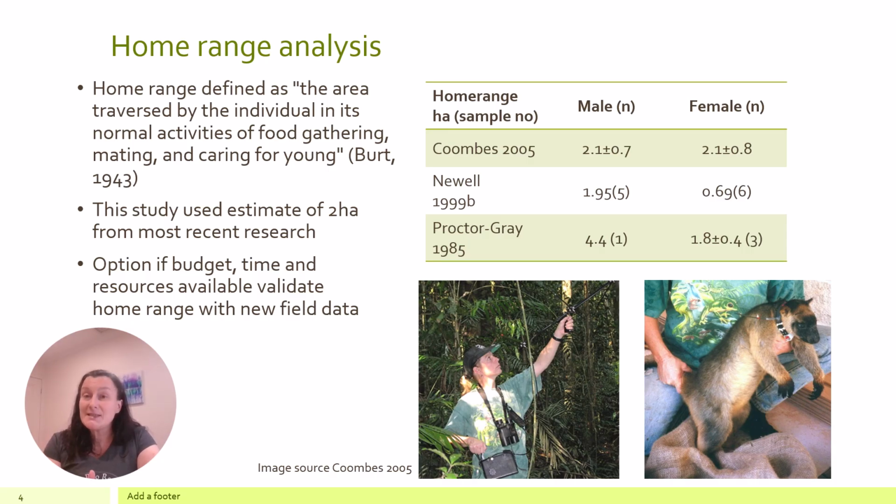For the purpose of this study, I have chosen 2 hectares for the home range, which is similar to the most recent research by Dr. Karen Coombs. If you can note the small sample sizes in the table, so if budget and time would allow, it'd be great to get new data with radio tracking and GPS collars. With current technology, we no longer have to trek through the forest carrying antennas like Karen is in the picture, and they can easily be tracked and mapped on ArcGIS.